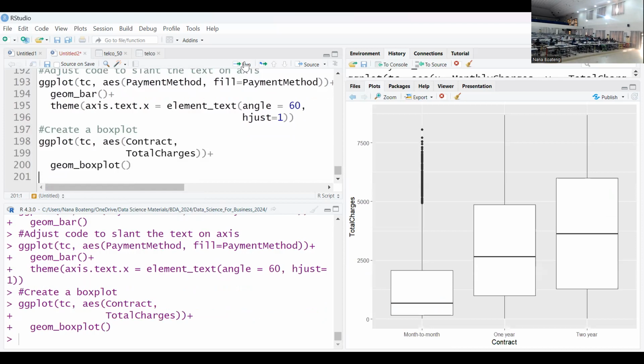So we have the box plot for month-to-month contract, 1 year contract, 2 year contract. Okay. So we have a highlighter here. We don't. Okay. So a typical box plot, we have from, I don't know how to, okay, you can see it with my cursor, yeah?